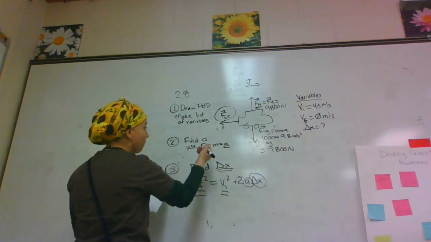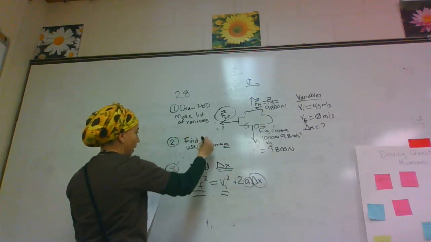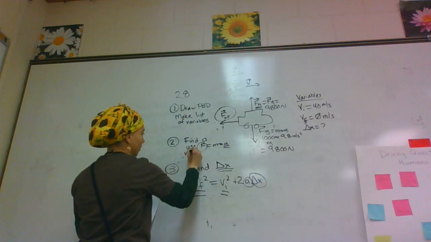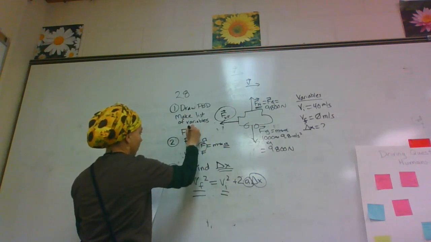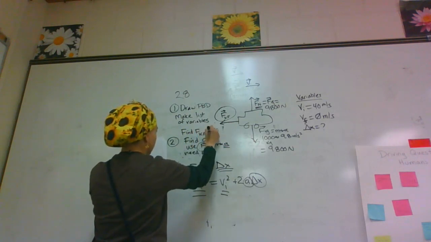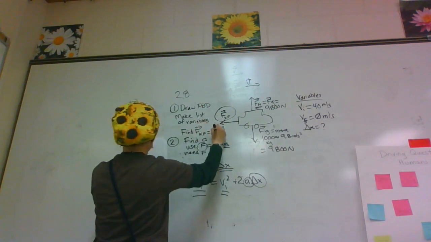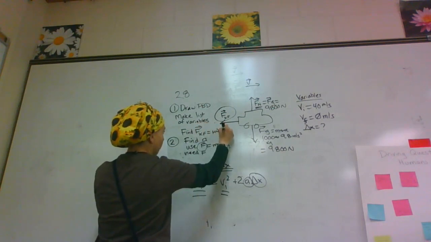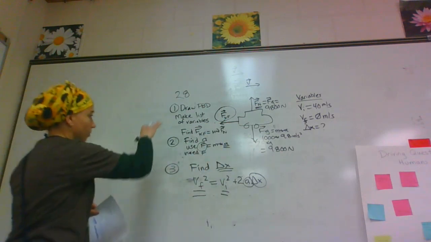And I can find that because I know that, so before I can find A, I'm going to have to find F. So I'm going to find F. F for kinetic friction, using that equation: force of kinetic friction is equal to mu times the normal force. So I'm going to go ahead and work through this process.